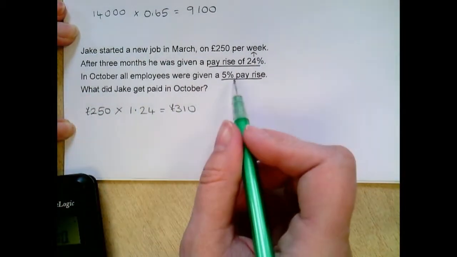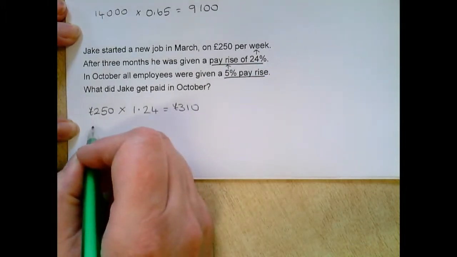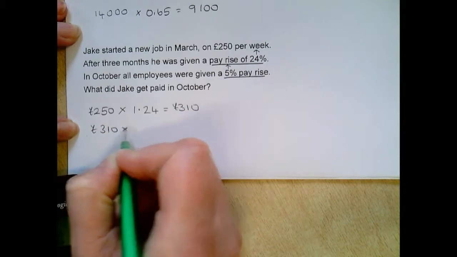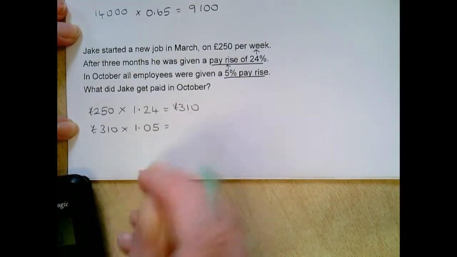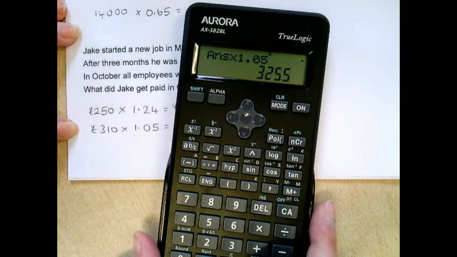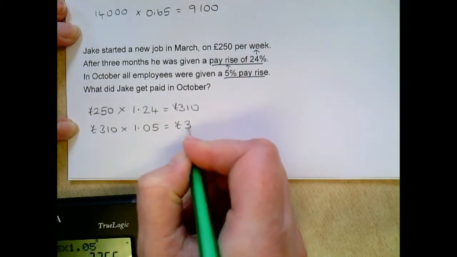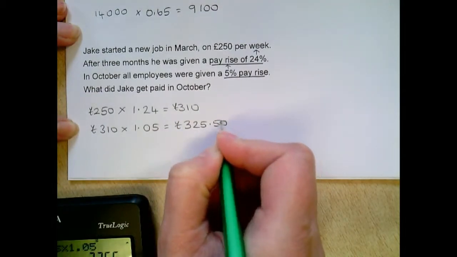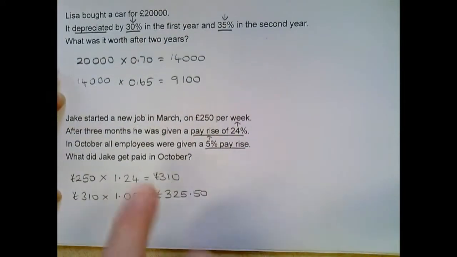And then after that, everybody's given a pay rise of 5%. So you would take the £310, put it up by 5%: you do 100 plus 5 is 105, turn it into a decimal, times it by 1.05, gets you 325.5, which is £325.50.